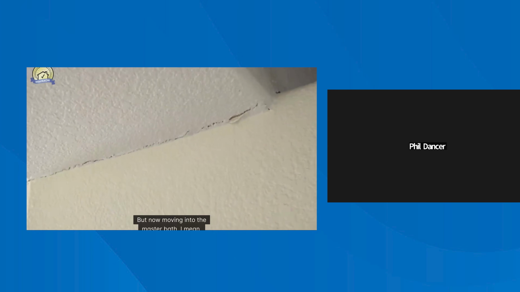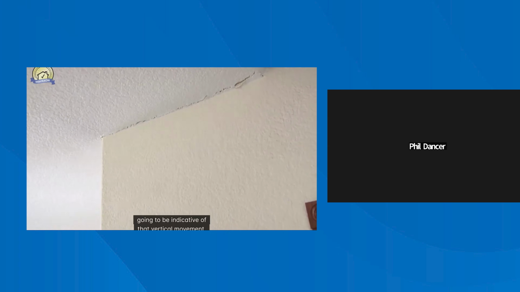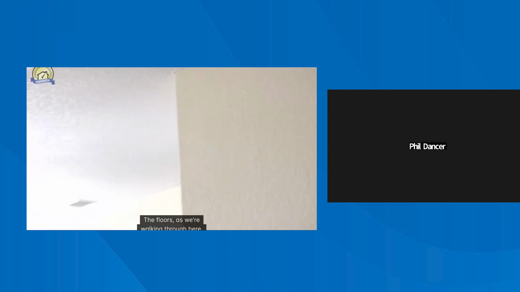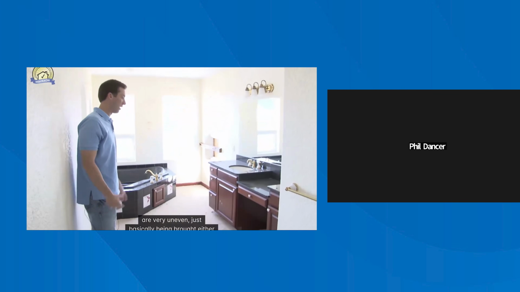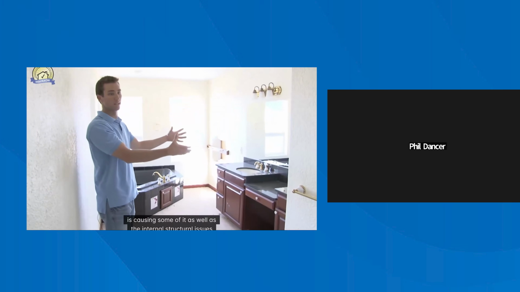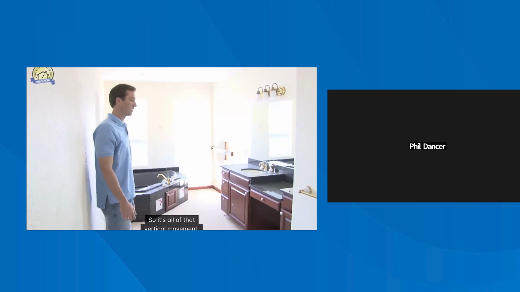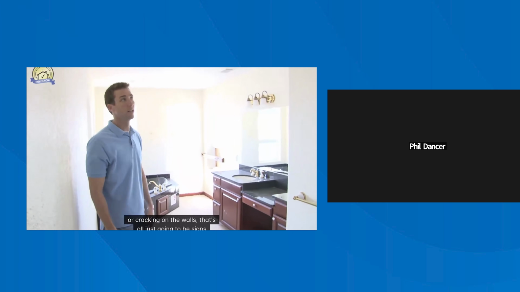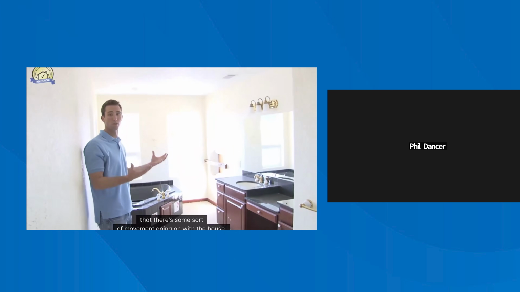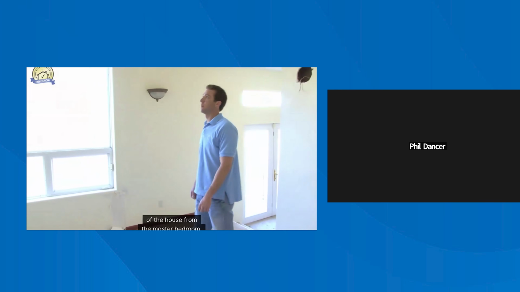Now moving into the master bath, we're seeing large separation in the finish work, which is indicative of that vertical movement. The floors, as we're walking through here, are very uneven, partly from the perimeter foundation movement and partly from the internal structural issues. So it's all that vertical movement. Anytime you notice uneven floors or cracking in the walls, those are signs that there's some sort of movement going on with the house. So now we're on the other side of the house from the master bedroom.